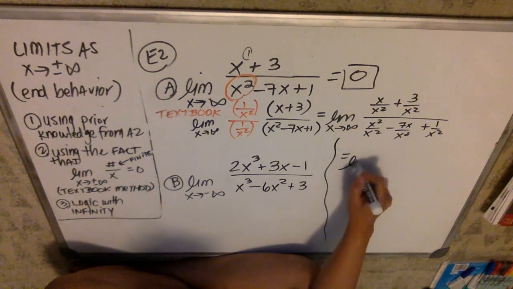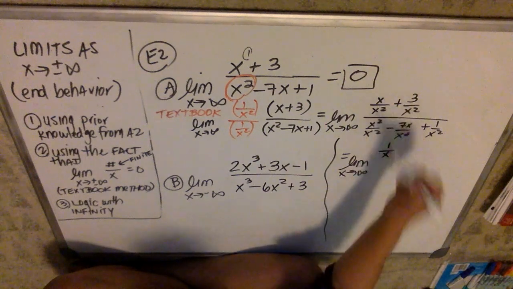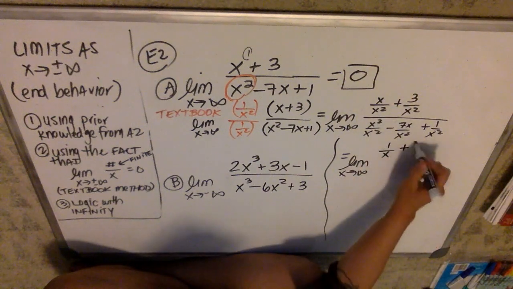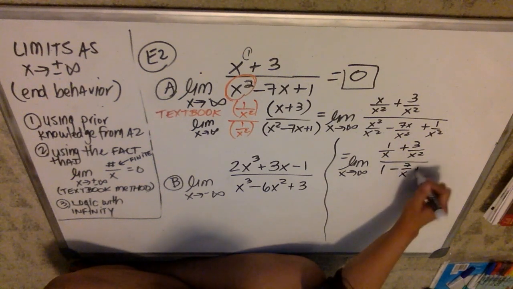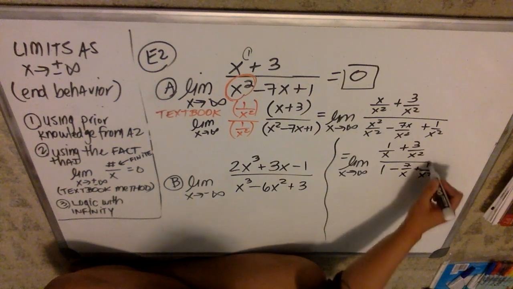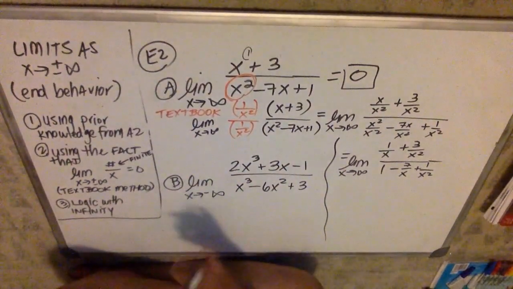So I'm going to get that this is the limit, if I clean this up a little bit, of a 1 over x, because that's what happened to the x squared over x, plus a 3 over x squared, plus a 1, over a 1 minus a 7 over x plus a 1 over x squared. You with me? Hopefully. I know it's a video, so you can't answer me, my bad.